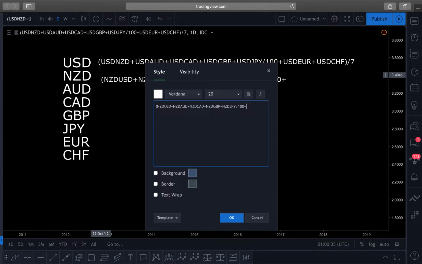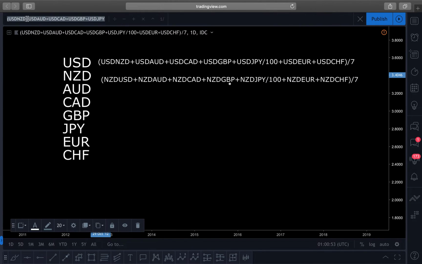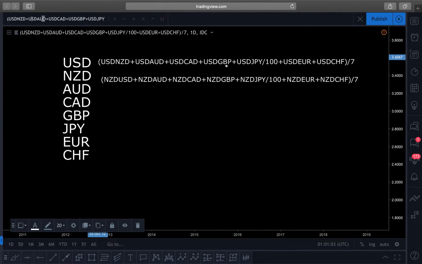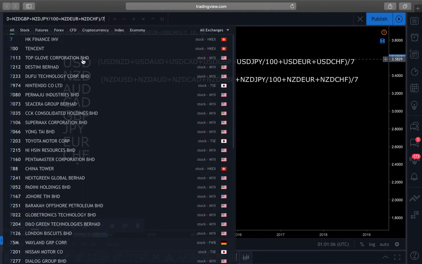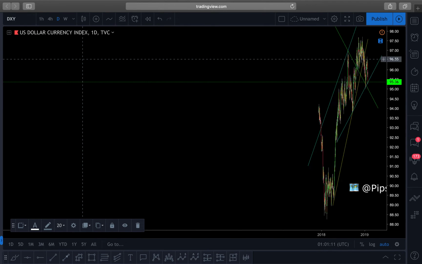Plus New Zealand dollar euro. Plus New Zealand dollar CHF, close bracket, over 7. Again, if I go ahead, copy that, and I paste it in a new chart, it'll load out a whole new chart for me. Okay, let me go ahead and actually show you this then. It'll load out a whole new chart for me.